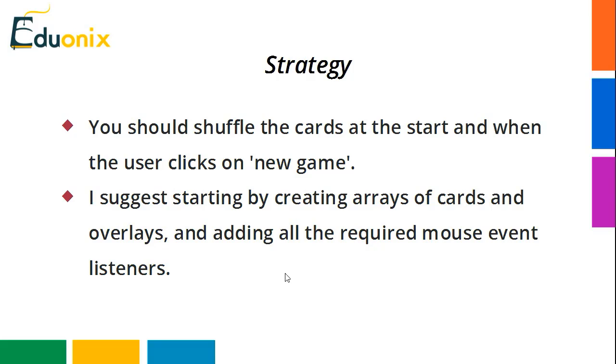So I'll just give you a couple of hints about the strategy. I suggest starting by creating arrays of cards, much like I did with the sliding game, and also overlays as well, in the same way as the sliding game, and adding all the required mouse event listeners. So that will be the starting point, and remember you need to shuffle the cards at the start and when the user clicks on New Game.